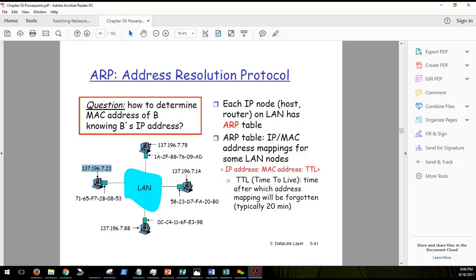Now, can you tell me what the network ID of this network is? 137.196.7.0. Correct. You got that. And how did you figure that out? Because of the 255, because of that subnet, because of the /24 notation. Exactly.